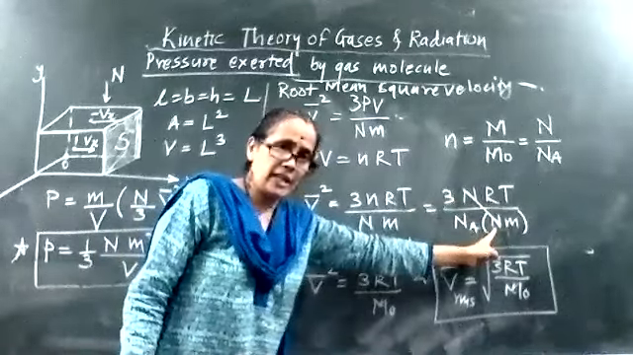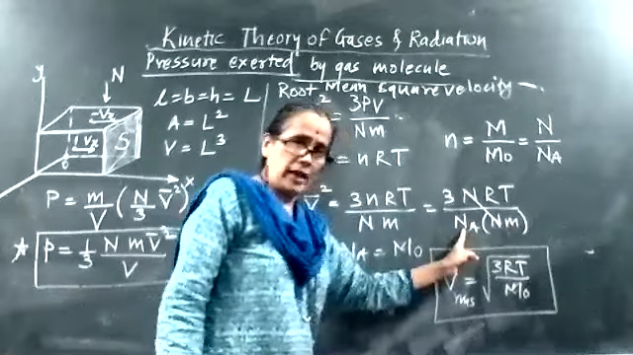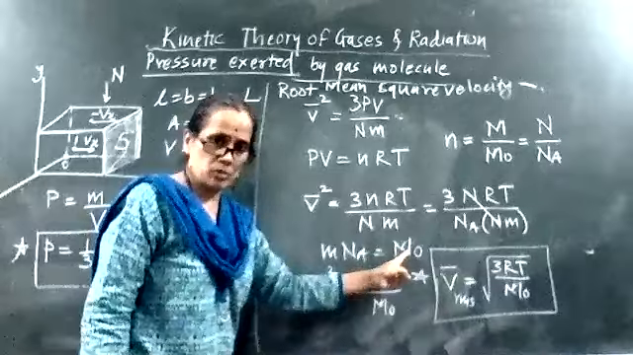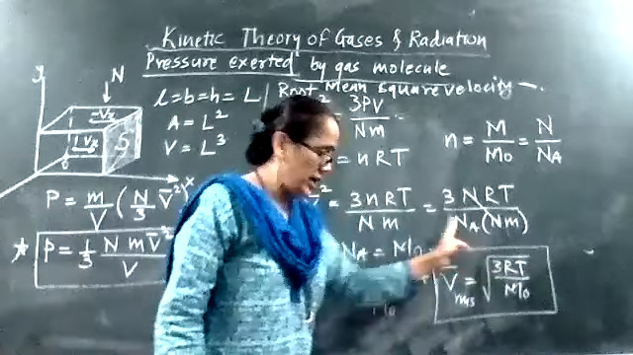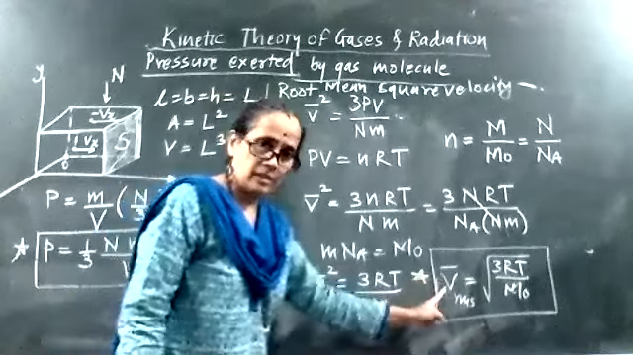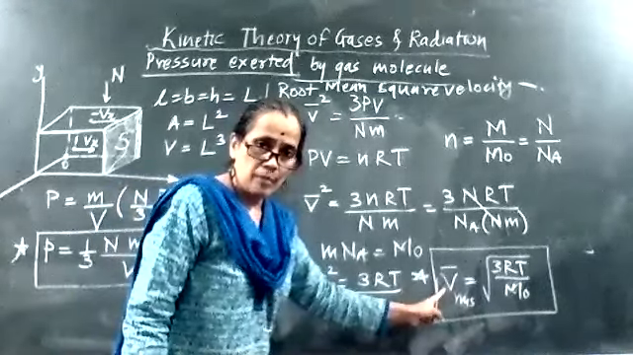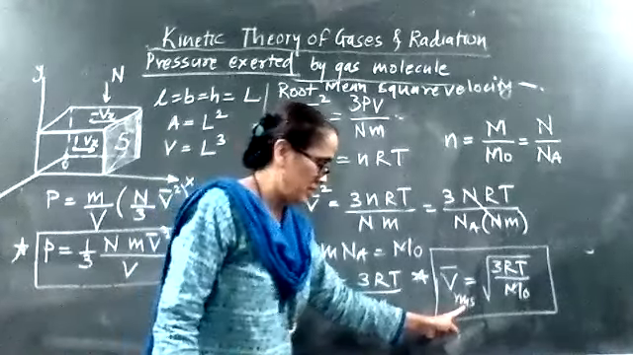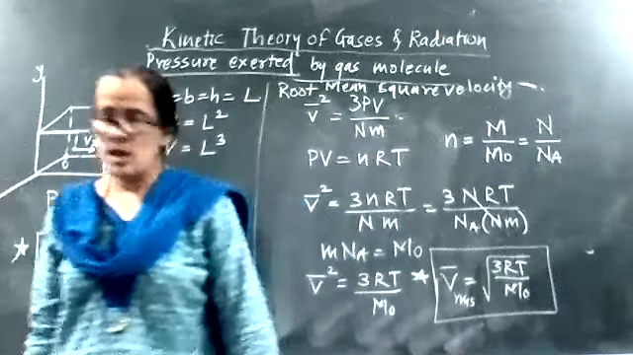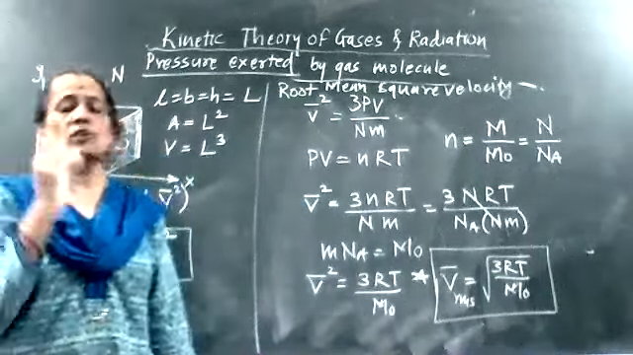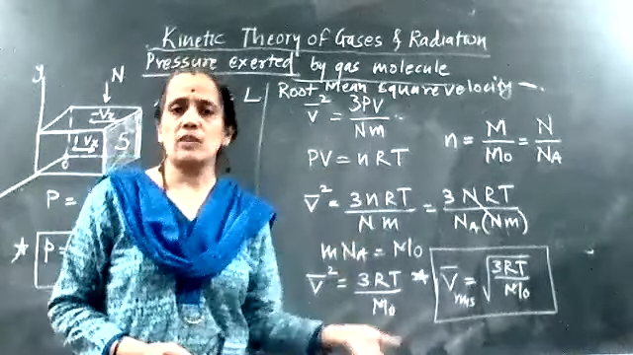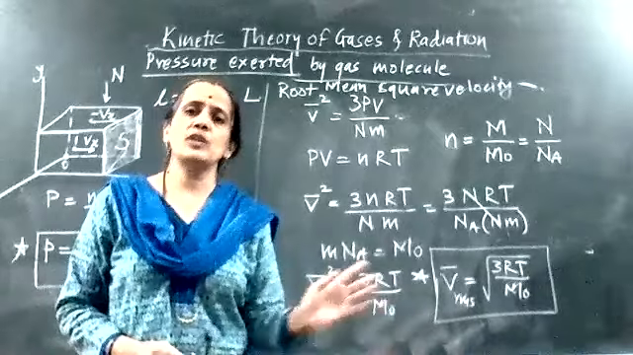And the N factor will get cancelled. Small m into NA is nothing but the molar mass of the gas. So instead of m into NA, I will replace it with the molar mass. And then I will get root mean square velocity equal to the square root of 3RT upon M0. R is the gas constant, M0 is the molar mass of the gas. So your RMS velocity is directly proportional to the square root of temperature.